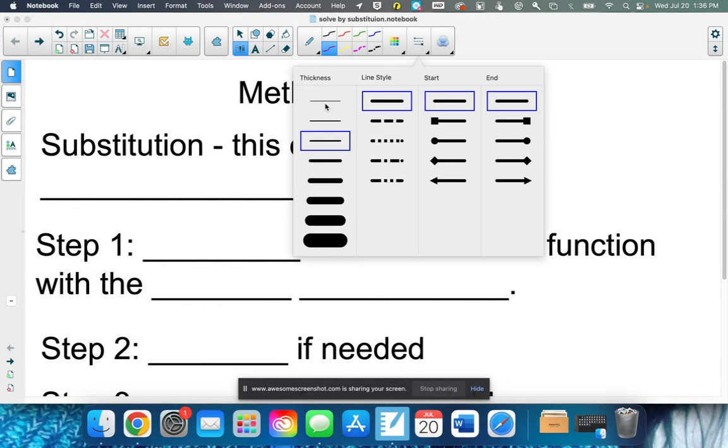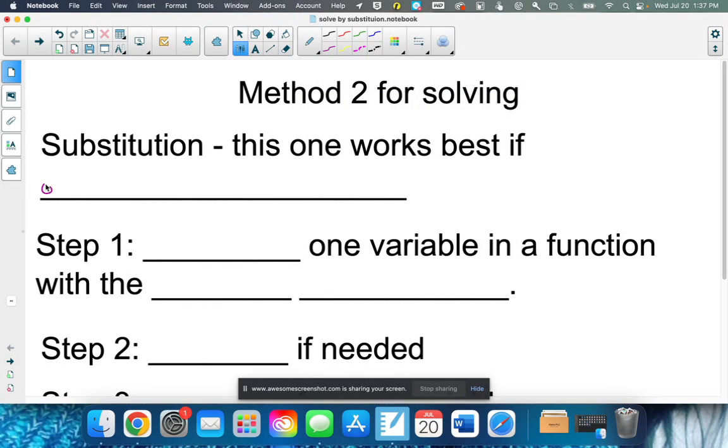So, substitution works best if one equation is solved for a variable. What that means is that at least one of your functions, or equations, is in slope intercept form, right? So y equals mx plus b form, because the y is already by itself and it makes it much, much easier to substitute. Okay, so one equation has to be solved for a variable. It works best if that's the case.